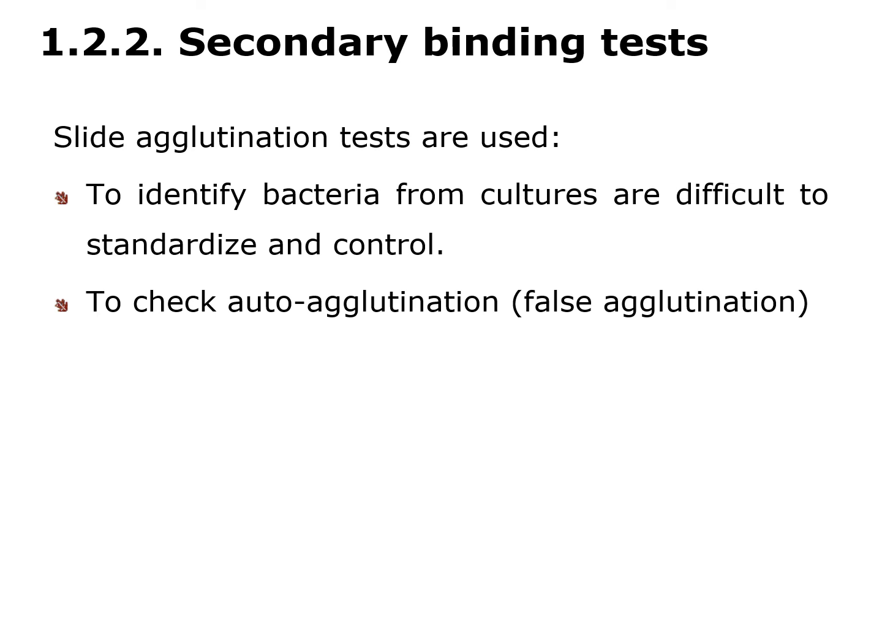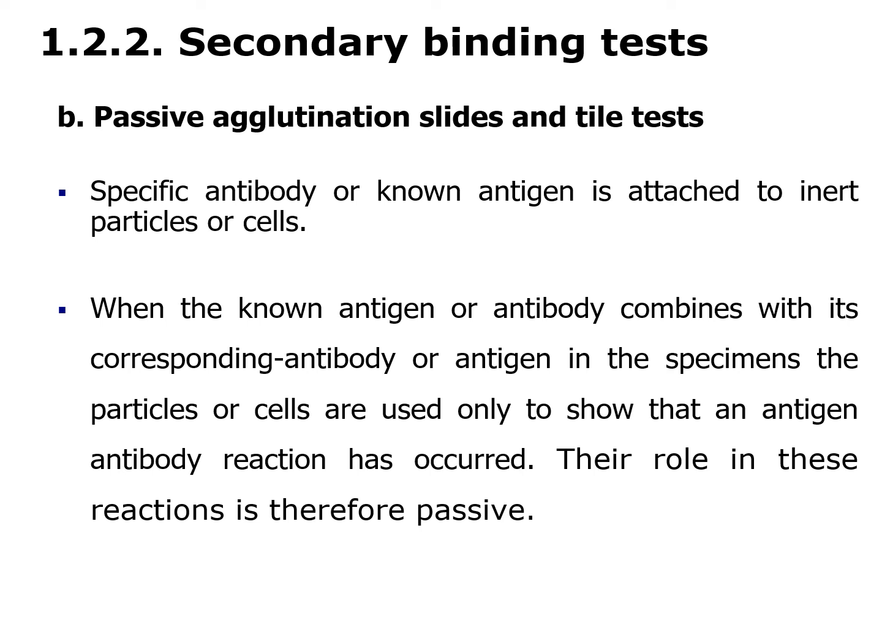Right. So the slide agglutination test can help in the identification of bacteria from cultures that are difficult to standardize and control, and also for checking for auto-agglutination. When we say auto-agglutination, the serum can cause agglutination in the presence of cold or warm antibodies. So it automatically causes agglutination even without adding an antigen or the specimen.